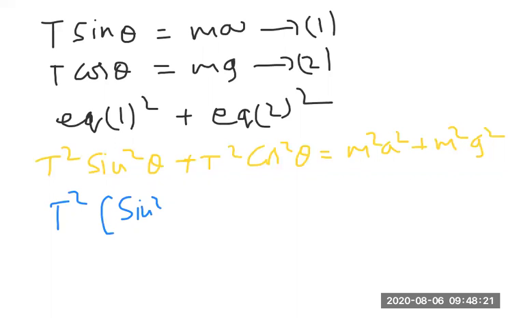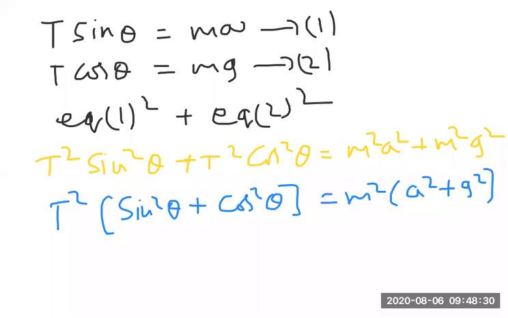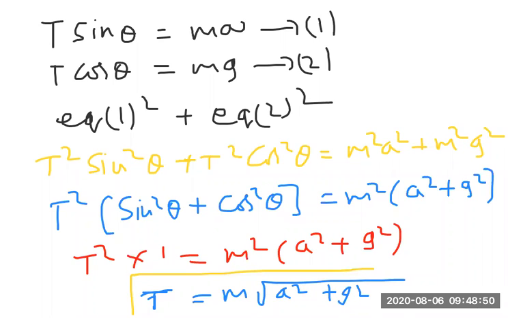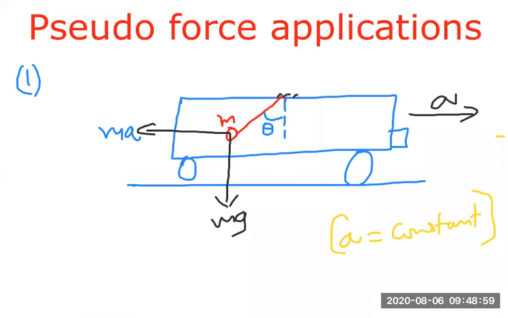T square common means sin square theta plus cos square theta. Everyone knows that sin square theta plus cos square theta value is 1. So T square into 1 is equal to M square into A square plus G square. Finally, T is equal to M into square root of A square plus G square. This is the tension in the string expression, and this is the application for when the car is moving front with an acceleration.